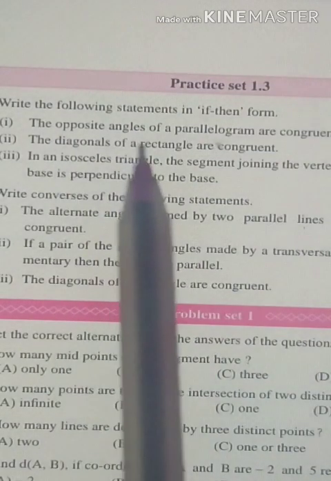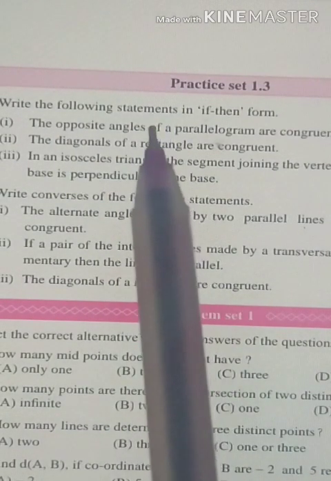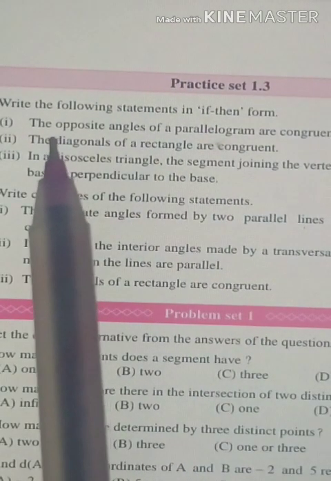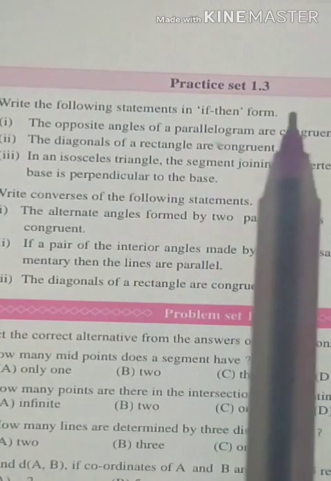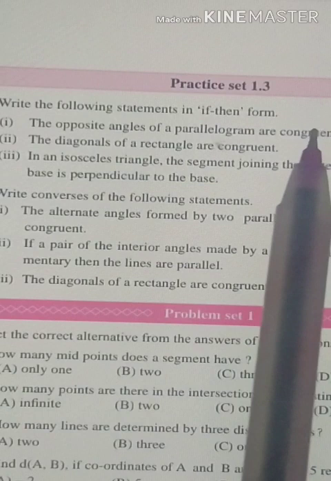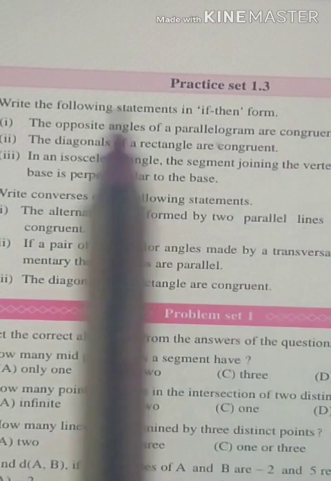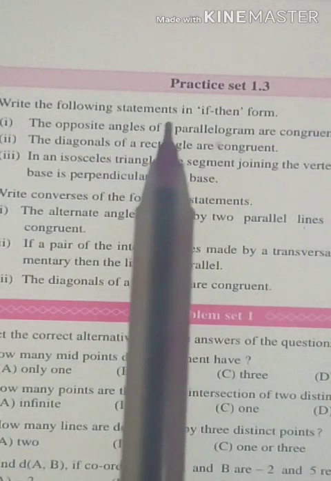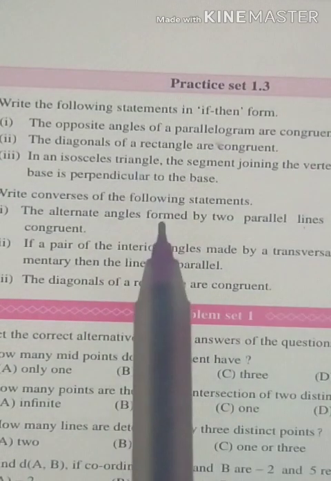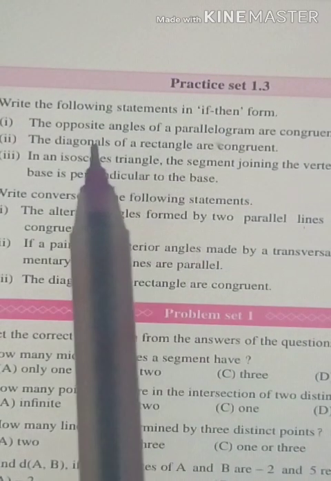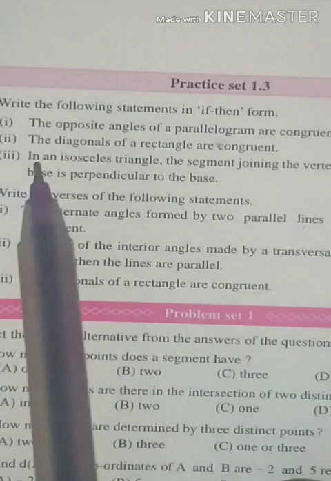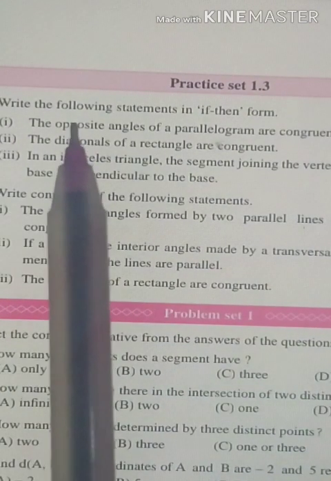It is coming properly. Now you can also write it in another form. In another way you can frame this statement. If a quadrilateral is a parallelogram, then the opposite angles are congruent. This way also it is correct. You have to make a note of both these answers. So there are two answers. Any one answer which comes to your mind is correct. Both these answers are correct. Both are in if and then form.